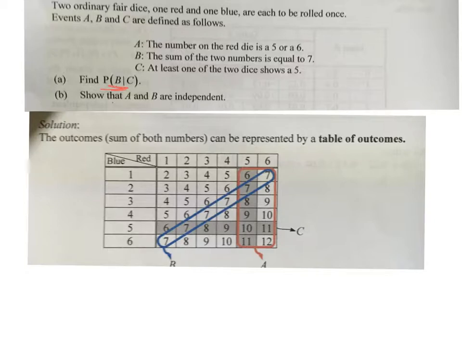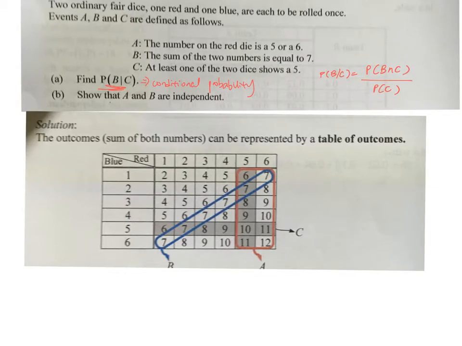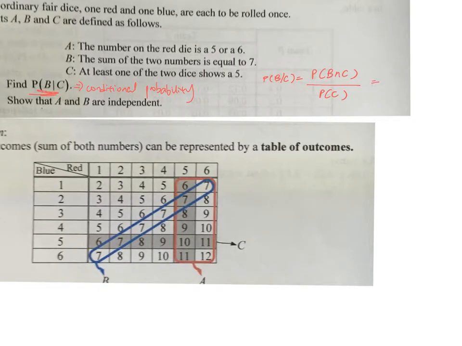So this question is asking you on conditional probability. As you have been taught, the conditional probability can be seen in two different ways. One is that the probability of B given C is the same as the probability of B intersect C over the probability of C, or this can also be the number of outcomes where B intersects C over the number of outcomes of C.